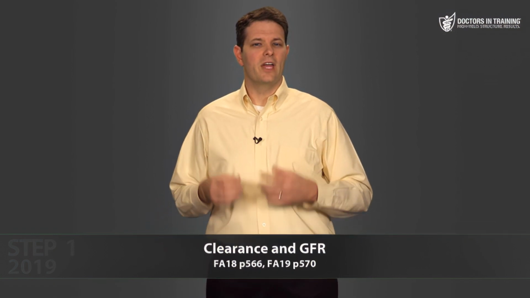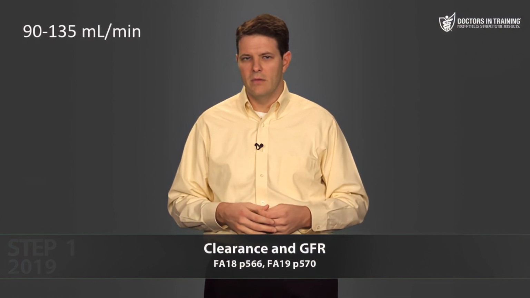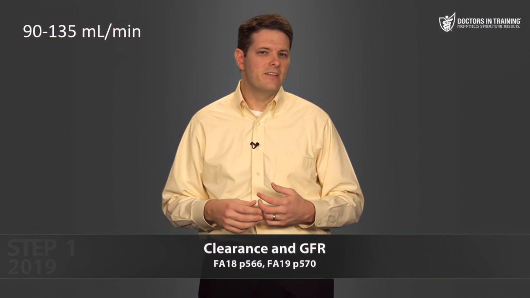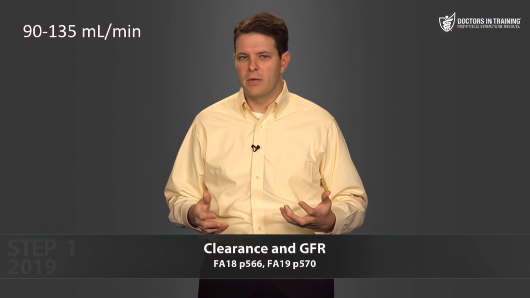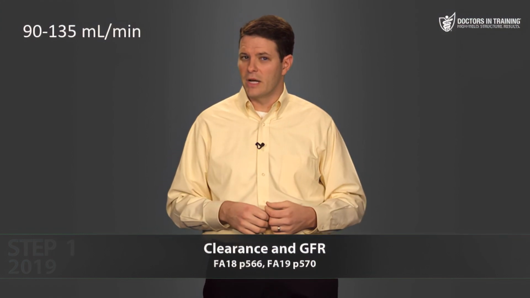And then just for reference, a normal GFR is around 90 to 135 milliliters per minute. I usually just remember 100. Then when we estimate GFR, if the patient's estimated GFR is, say, 50 milliliters per minute, then I know that the patient's GFR is about 50% of normal and that the kidneys are shutting down.